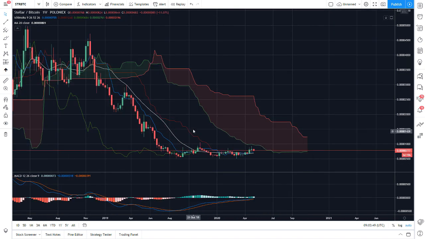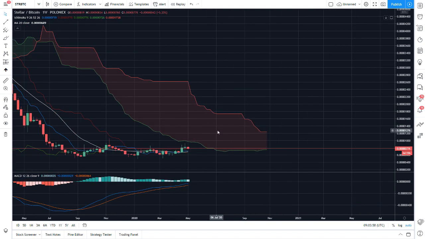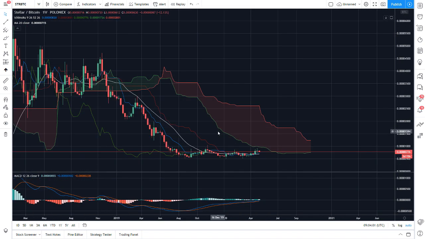So Stellar right now, I think it's looking just fine. We might go down 60-70 sats here and there, but if you're a long-term investor and you don't like to day trade, just don't look at the daily chart unless you're going to cash out. So let's move to Ripple now.